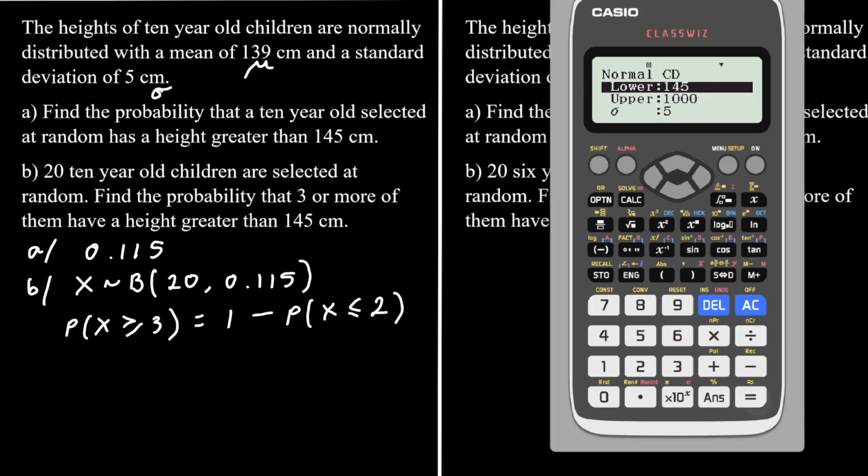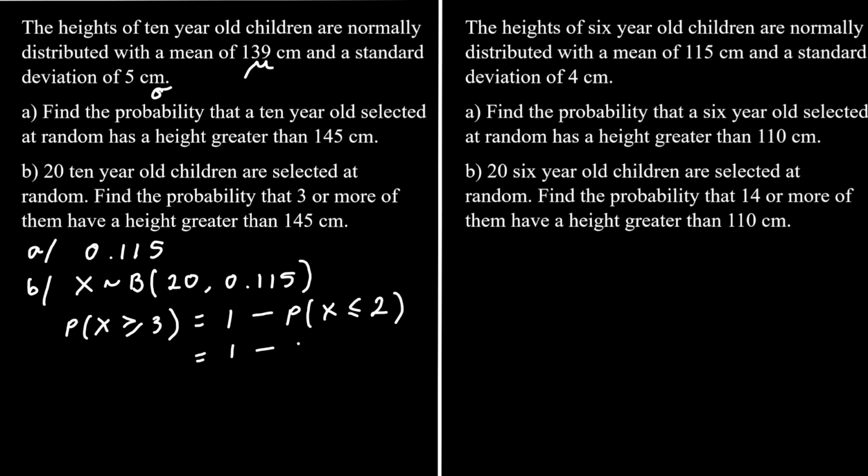So I can just type this in. I'm going to distribution again, but it's binomial cumulative distribution this time. Variable X is 2, N is 20, and the chance of a success each time is our last answer, which is 0.115. I've got 0.591. So it's 1 minus 0.591, which is 0.409.